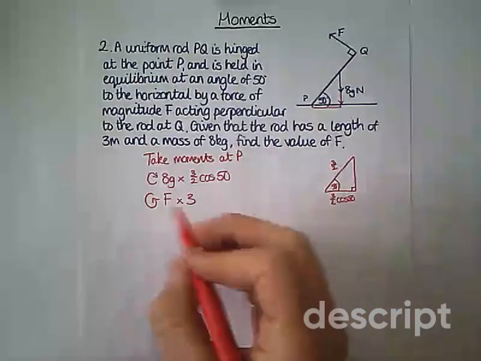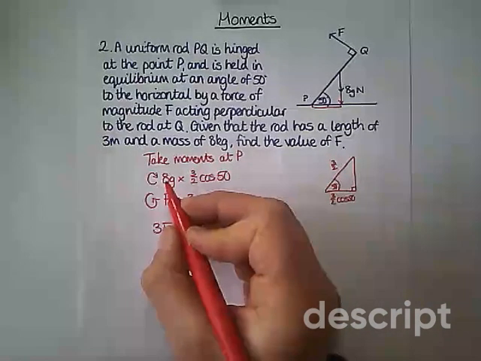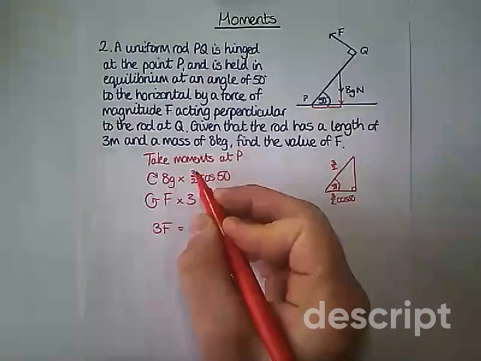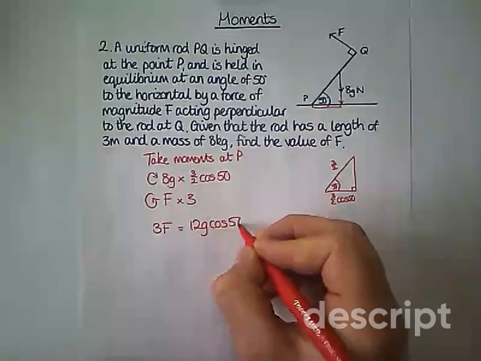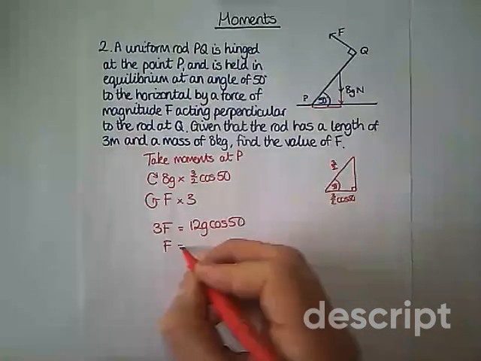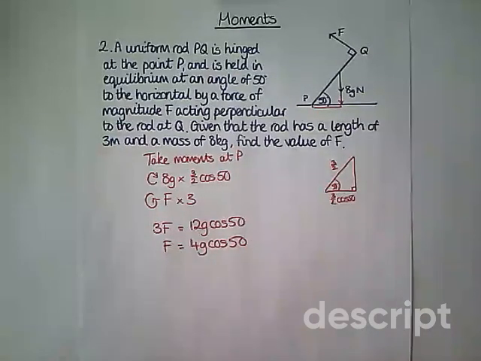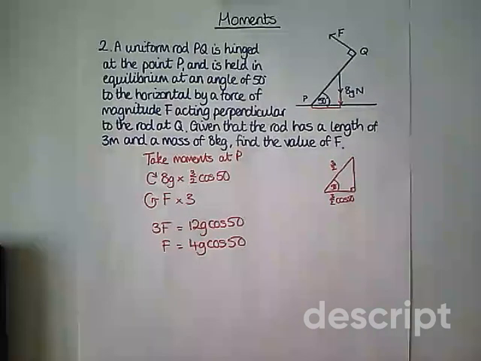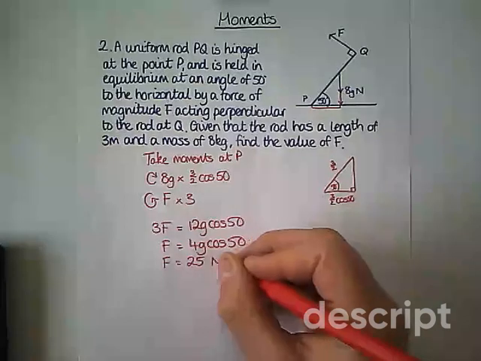We're in equilibrium, so those two things are equal. So I've got 3F equals 8g times 3/2 cos 50. So that is 12g cos 50. And then I can divide by 3. So F is 4g cos 50, which I can then work out. So 4 times 9.8 times cos 50, which is 25 newtons to 2 significant figures.